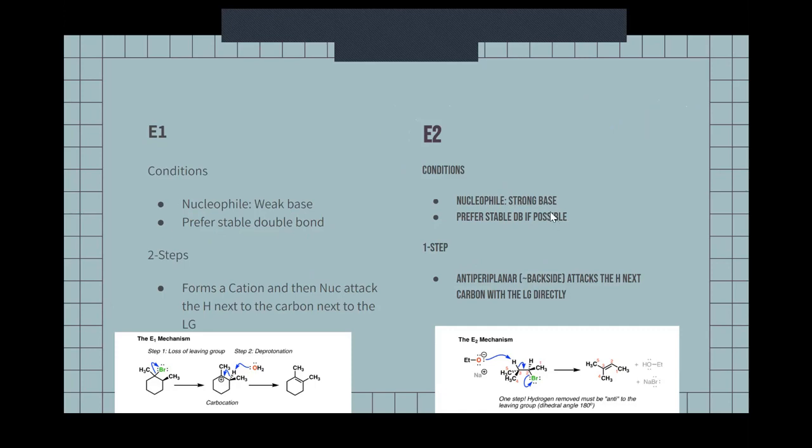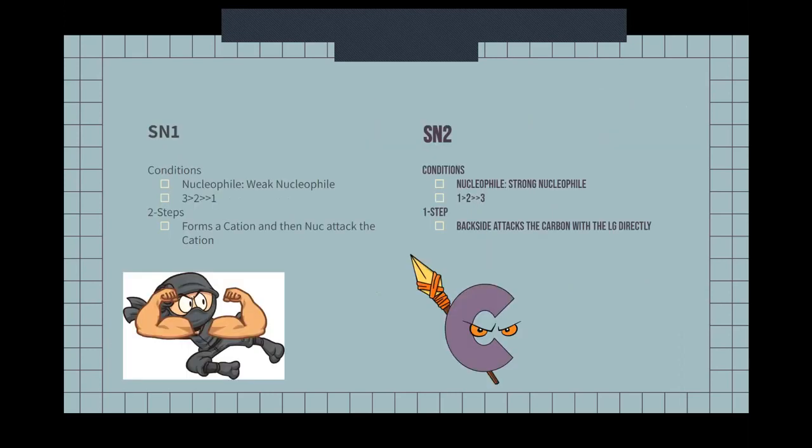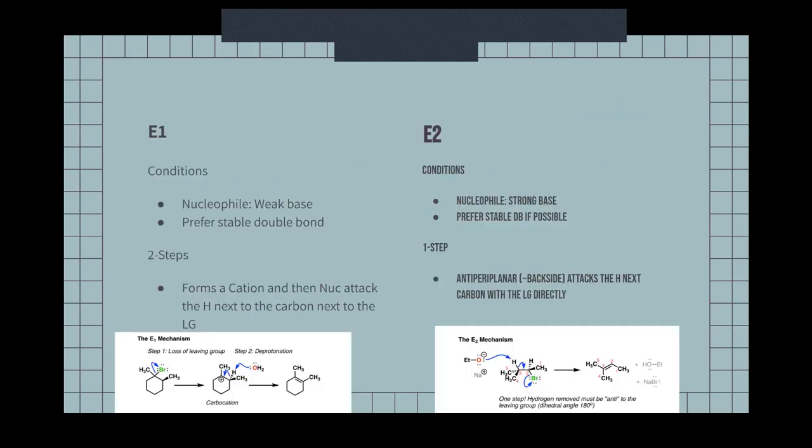Same thing. What I mean by prefer stable double bond, I mean that if it could be secondary, it'd rather do that than a secondary primary double bond, right? And it wants to have a strong base. And so like SN1, this happens with 2 steps, and E1 happens in 2 steps. So anything that contains 1 happens in 2 steps. Anything that contains 2 happens in 1 step. It's just the opposite, right?